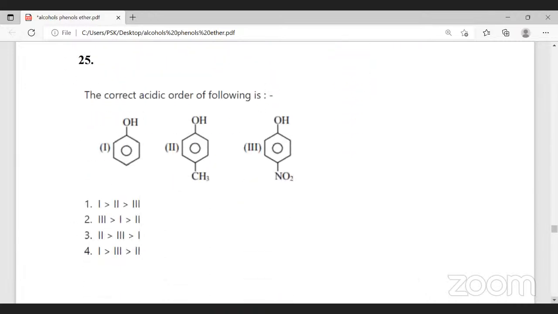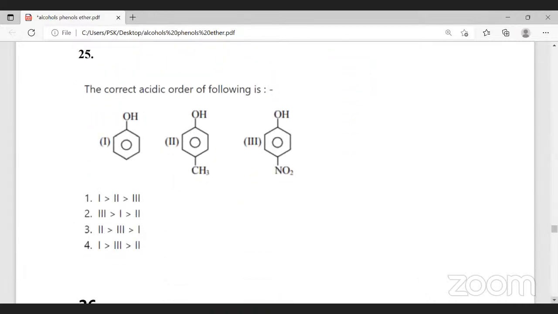The next question, the correct acidic order of the following. This is very simple. Tell me what will be the correct acidic order of the following. Which is more acidic? Which is least acidic?